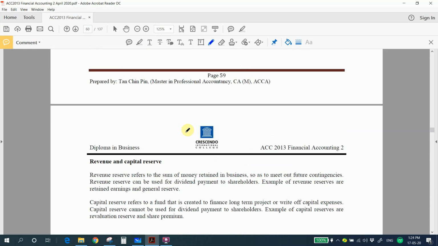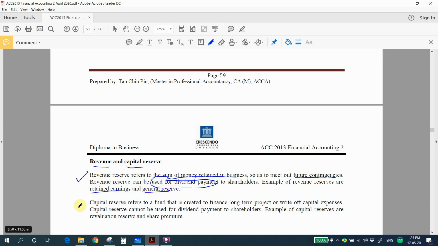The next section, we are going to explain what is revenue reserve and what is capital reserve. Revenue reserve refers to the sum of money retained in the business so as to meet future contingency. Revenue reserve can be used for dividend payment to shareholders. Examples of revenue reserve are retained earnings and general reserve.